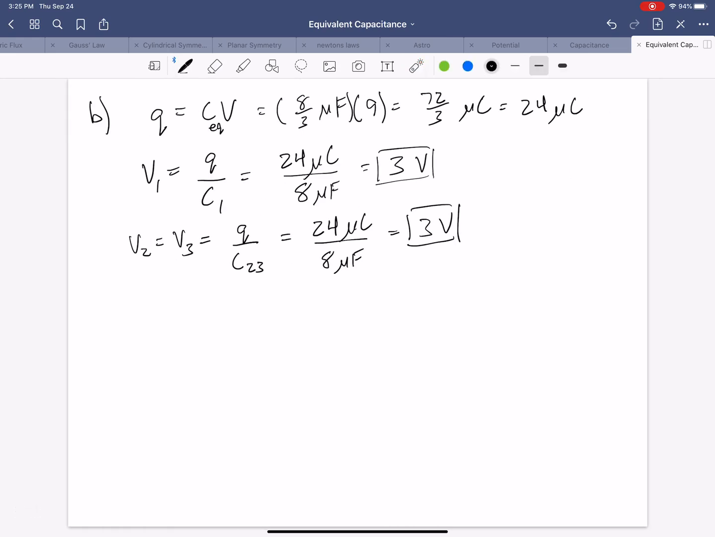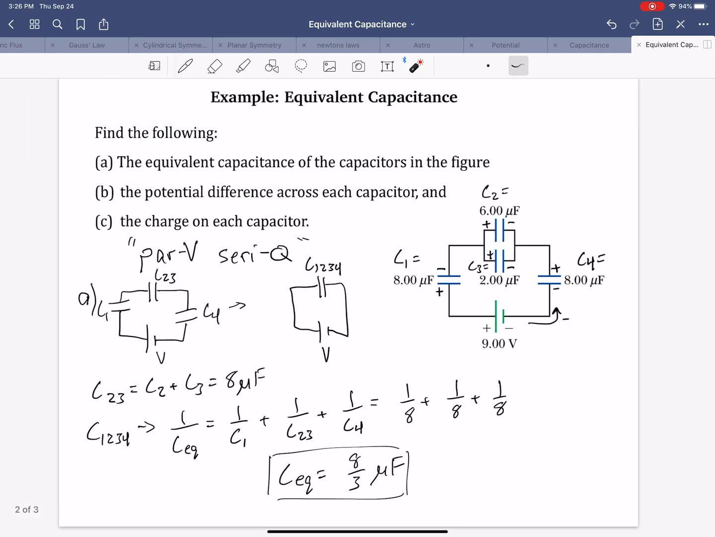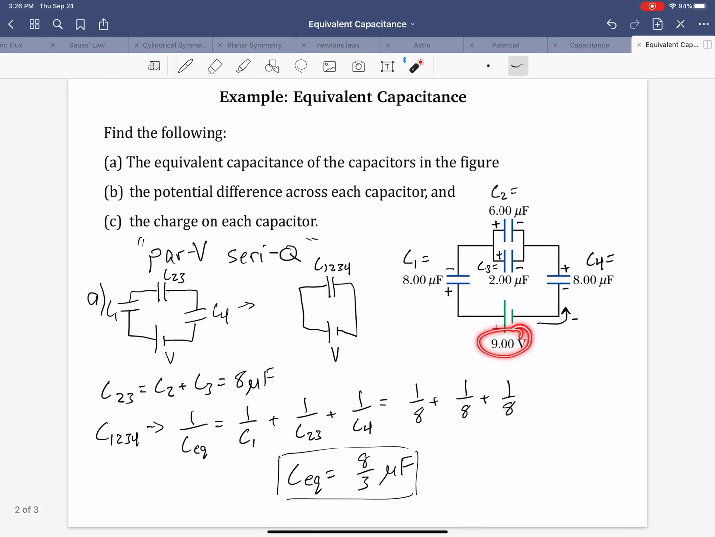So now we have the fourth one, V4, Q over the capacitance of 4, 24 microcoulombs, divided by the capacitance, which was 8 again, and it's 3 volts. Now, notice here, 3, 3, 3. That adds up to 9. It's the same voltage as what the battery itself supplies.